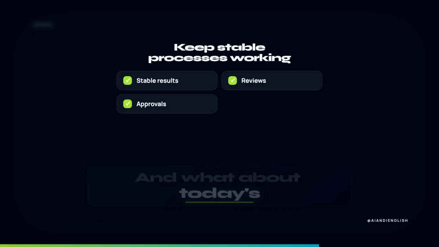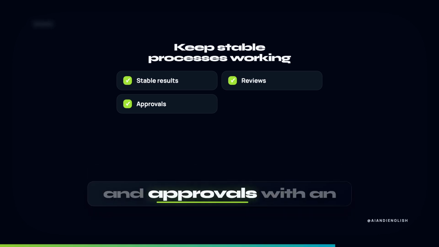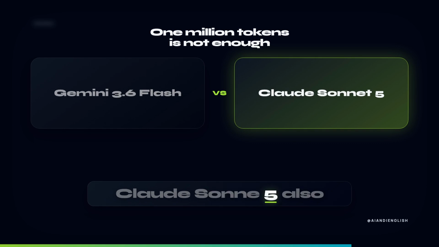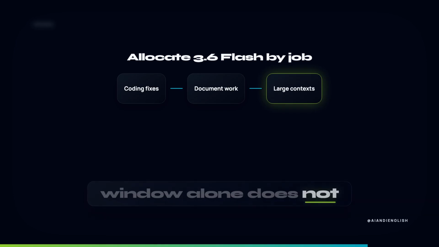And what about today's default choice? You do not need to replace it because of a launch. If your team has stable results, reviews, and approvals with an existing model, that remains a real advantage. According to Anthropic, Claude Sonnet 5 also supports a context window of 1 million tokens. That does not make it a winner. It only means a context window alone does not decide the switch.